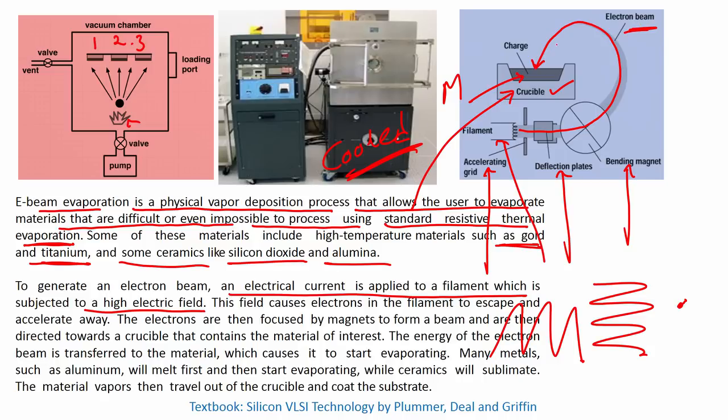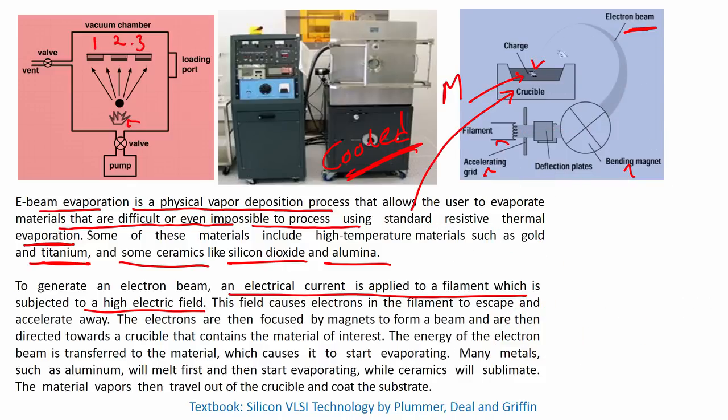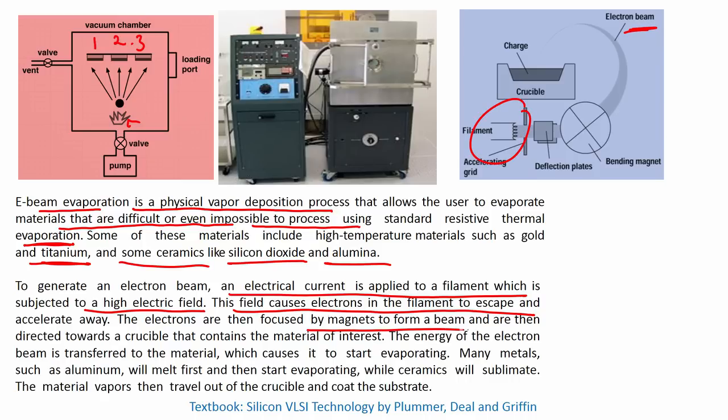So, in this case we can deposit a metal which has a higher melting temperature. Here we are not worried, right. So, if you see what we have written, an electric current is applied to the filament which is subjected to a high electric field. This field causes electrons in the filament to escape, right, and accelerate away. The electrons are then focused by magnets to form a beam, and are directed towards a crucible that contains the material of interest.